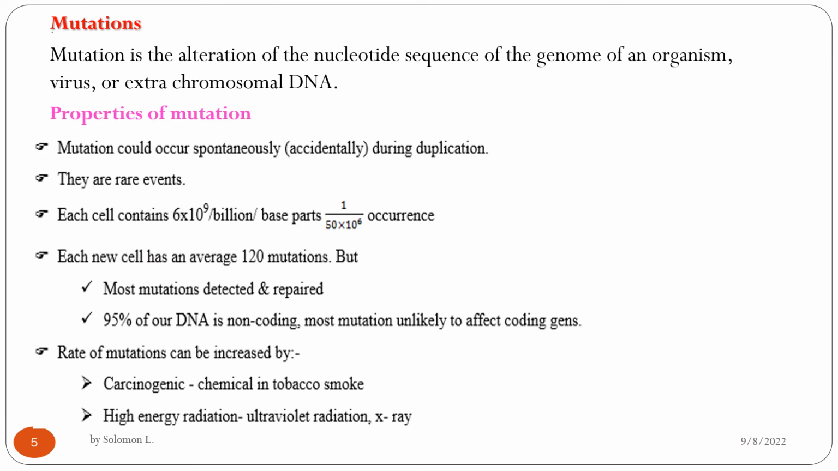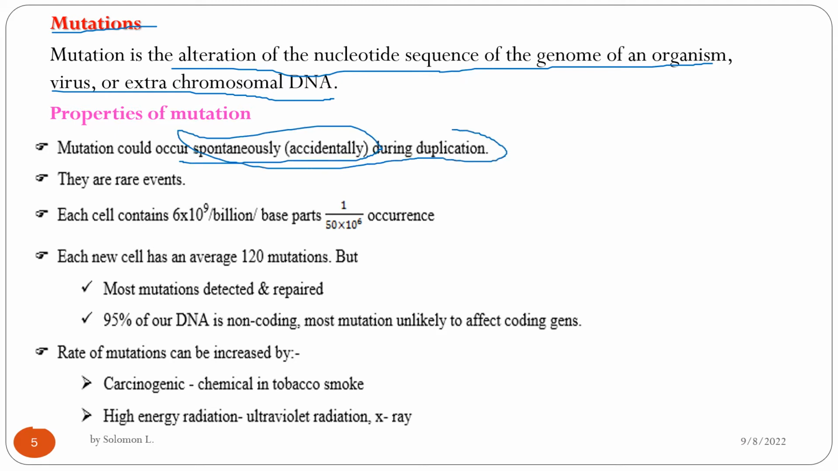The next point is about mutations. Mutation is the alteration of the nucleotide sequence of the genome of an organism, a virus, or extrachromosomal DNA. If there is a change or alteration of the nucleotide sequence of the genome of an organism, then the resulting protein will be of a different type, and then the organism will be affected. So there are some properties of mutation. For example, mutation occurs spontaneously or suddenly during DNA replication or DNA duplication. Second, mutations are rare events.